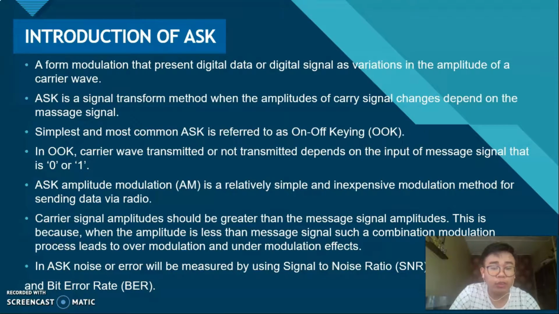ASK amplitude modulation, which is AM, is a relatively simple and inexpensive modulation method for sending data via radio. Carrier signal amplitude should be greater than the message signal amplitude. This is because when the amplitude is less than the message signal, such a combination in the modulation process leads to over-modulation and under-modulation effects. In ASK, noise or error will be measured by using signal to noise ratio, which is SNR, and also the bit error rate, which is BER.